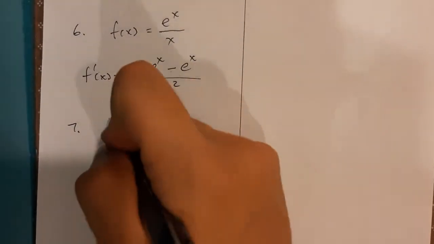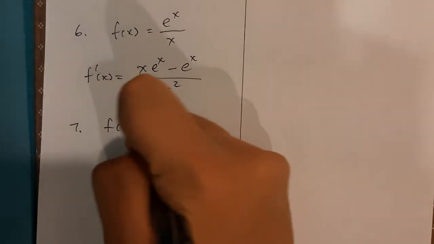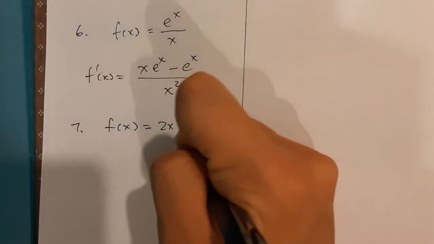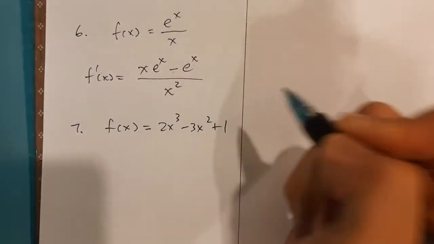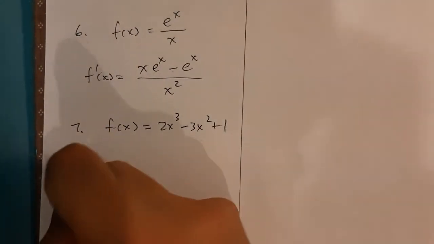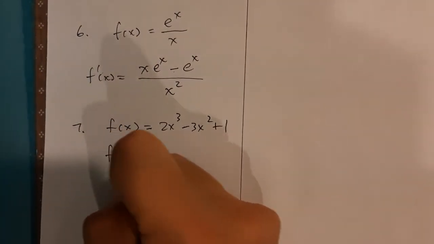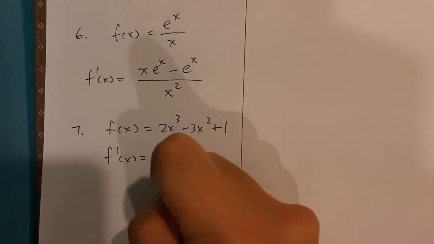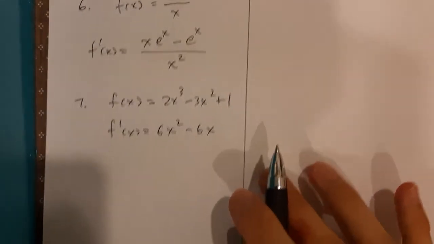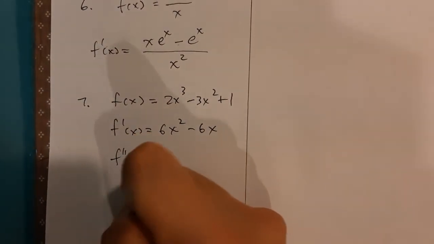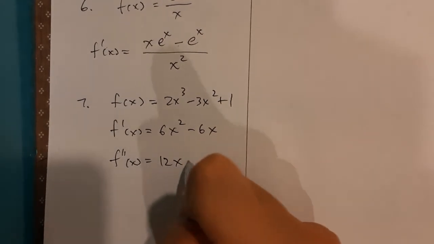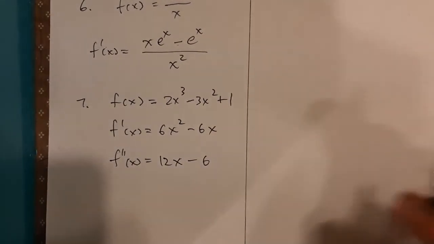Find the first and second derivatives of f of x equals 2x cubed minus 3x squared plus 1. So first derivative would be 6x squared minus 6x. And then the second derivative, 12x minus 6.